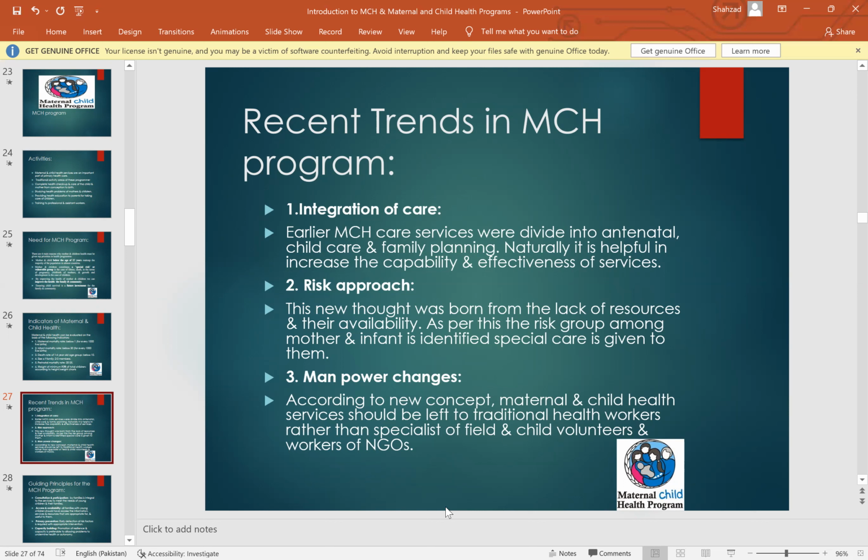Then the manpower changes. According to the new concept, maternal and child health services should be left to traditional health workers rather than specialists of the field, and to volunteer workers of NGOs.